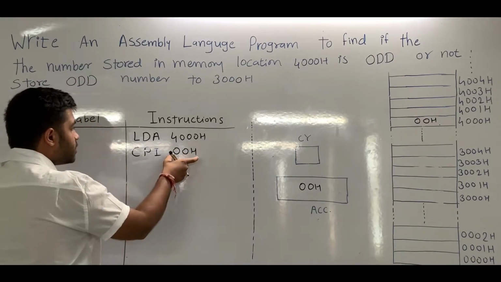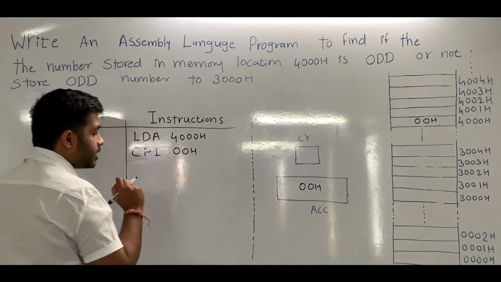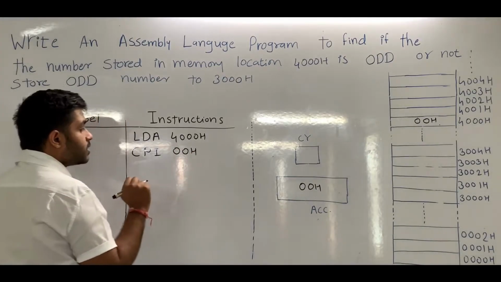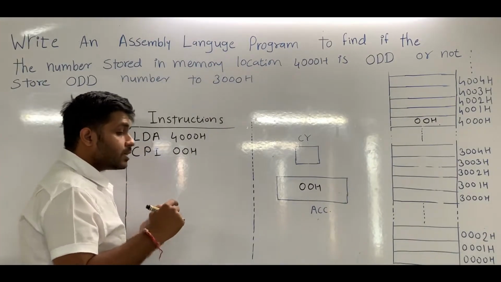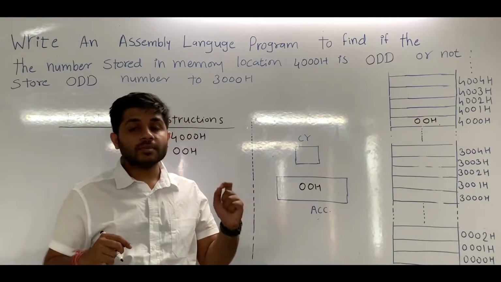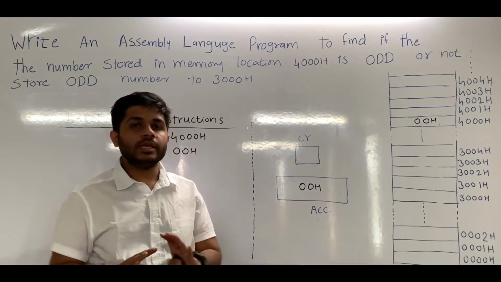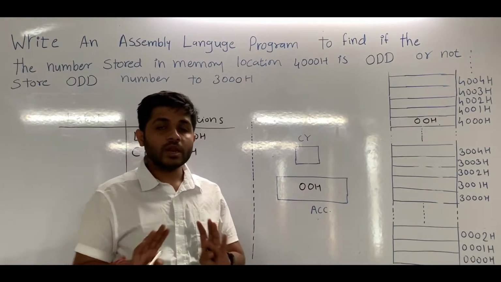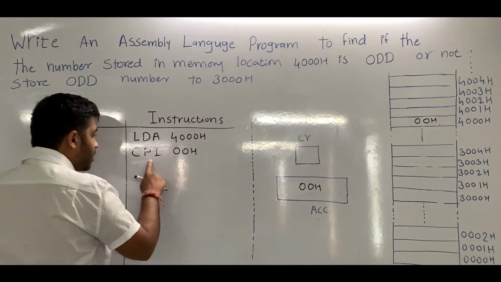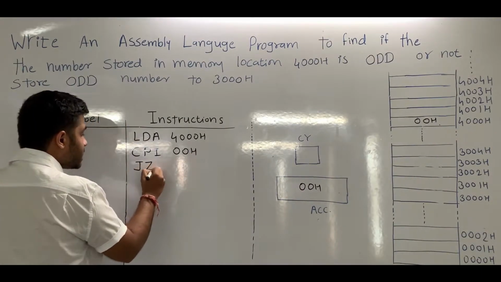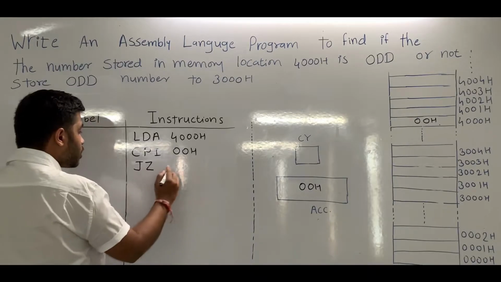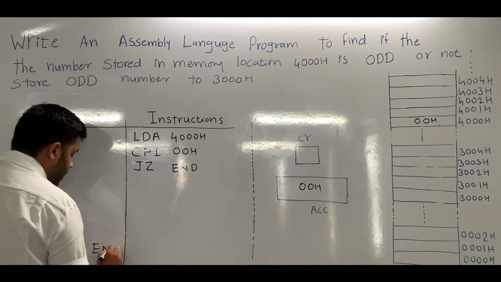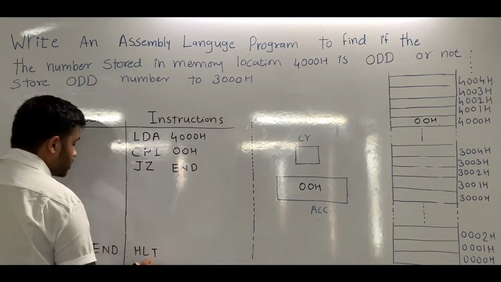CPI 00H means the comparison between 00H and the accumulator will be done. Right now in the accumulator 00H is there, and if we compare, the zero flag will be set. So when the zero flag is set, it means the number is 0. So when the number is 0, we are not asked to do anything. So in that case, we will stop the program. We will halt the program. So after comparing, if the zero flag is set, we will use the instruction JZ END. Jump to end, and at end, we will stop the program. It means halt.